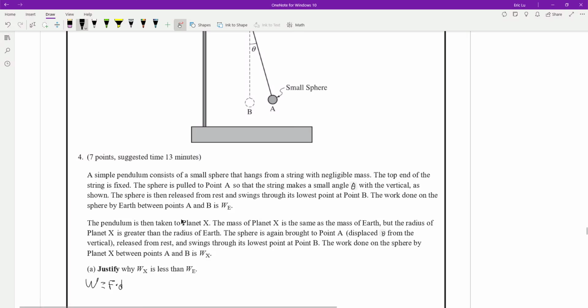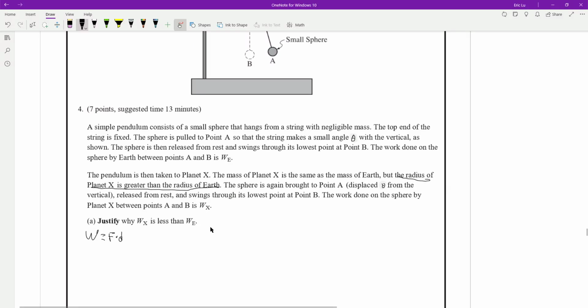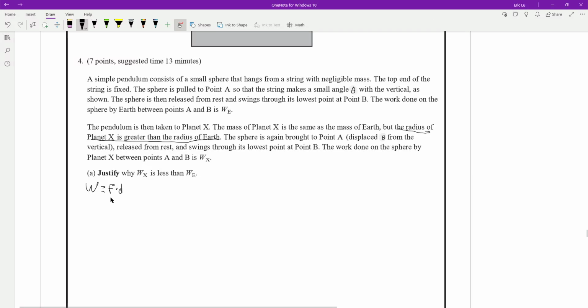However, the only thing that it says is different is that the radius of planet X is greater than that of Earth. How will we use that? Well, what will be our force in this formula? We know distance is the same. The pendulum goes the same distance, but what will be our force? Well, the only driving force here is gravity. So force here would be proportional to gravity. So Fg equals G m1 m2 over r squared.